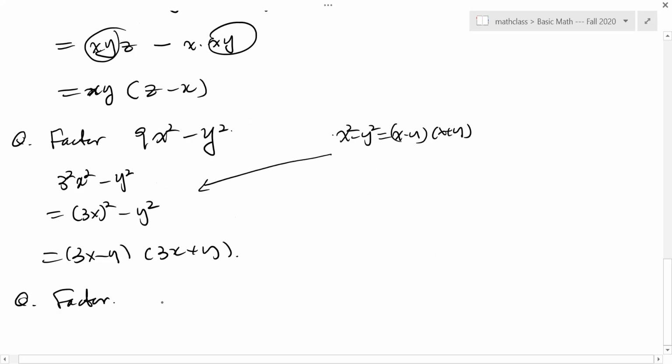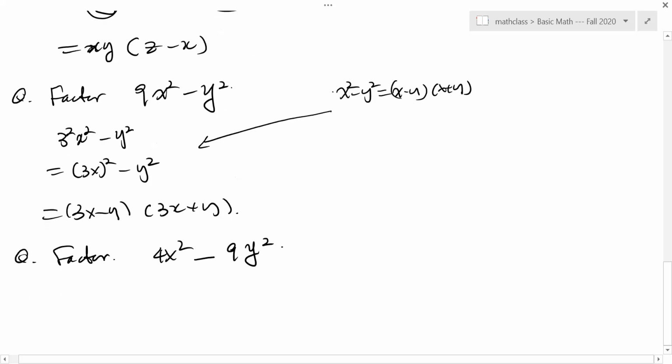All right, let's do a similar one. You know how to do it, right? 4x squared minus 9y squared. Please factor this.